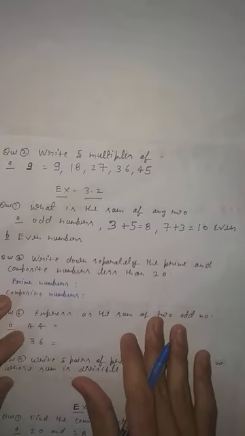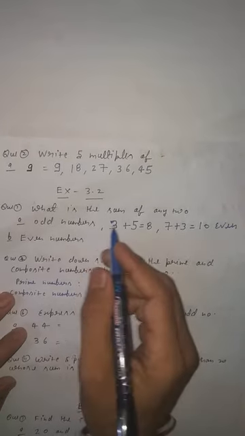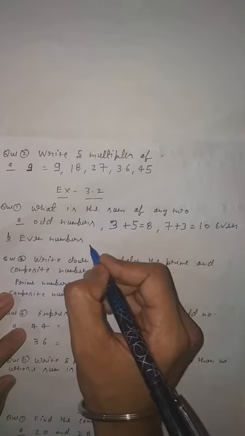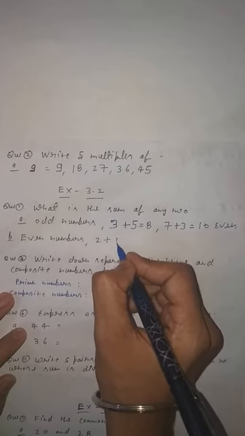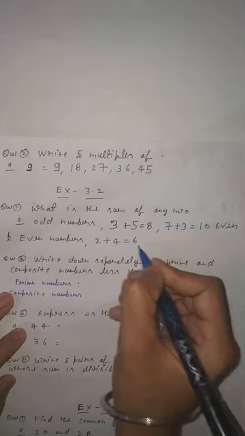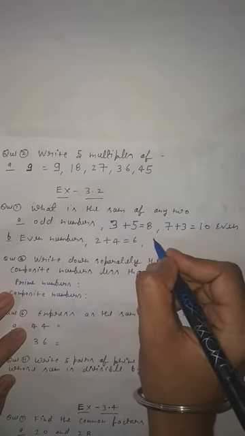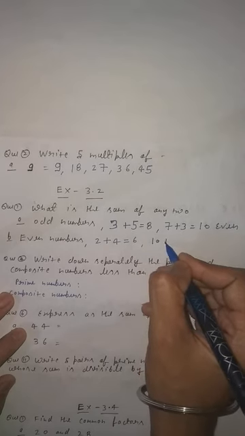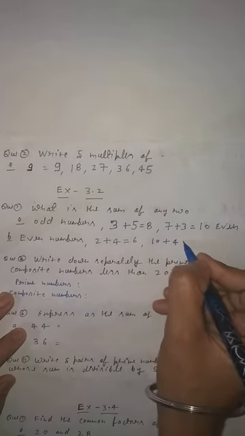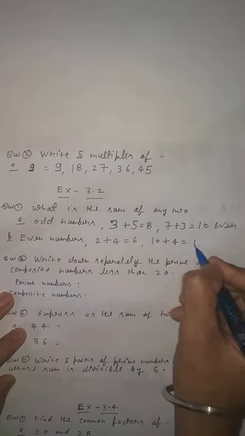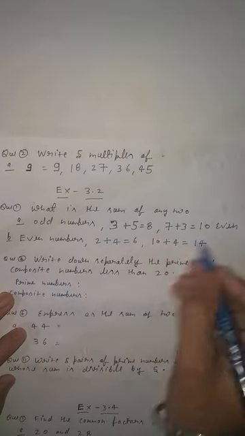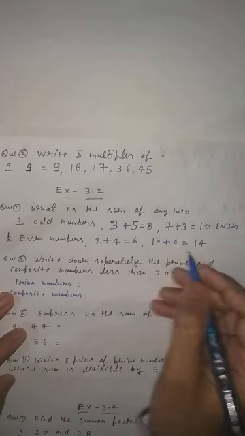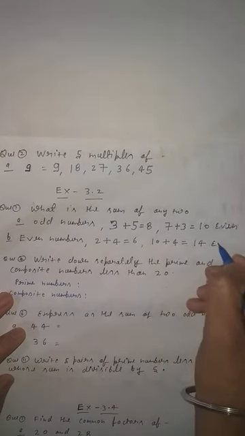Next is even numbers. Means what is the sum of any two even numbers? So take even numbers like 2 and 4. This is what? 6. Another example you can take 10 and 4. This is also what? 14. Yani the sum of any two odd numbers is even, and also the sum of any two even numbers is also even. Clear, students?